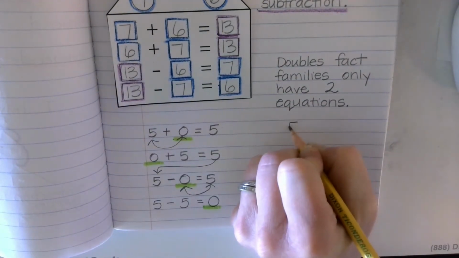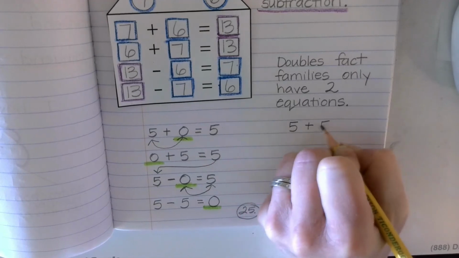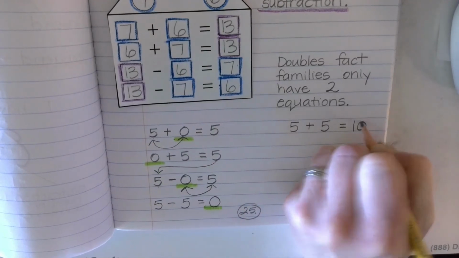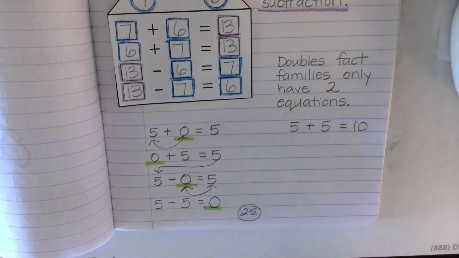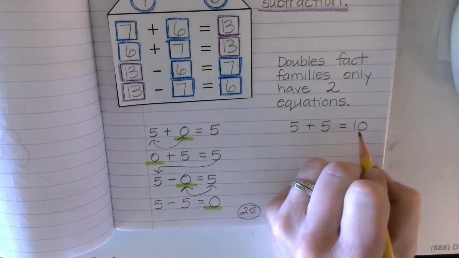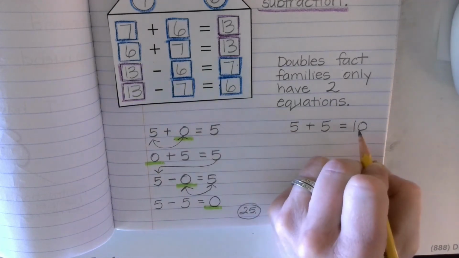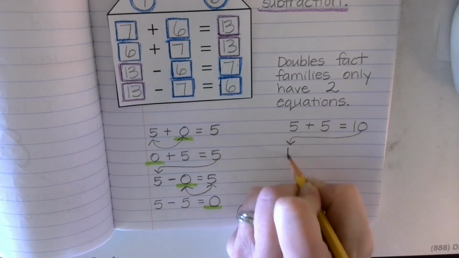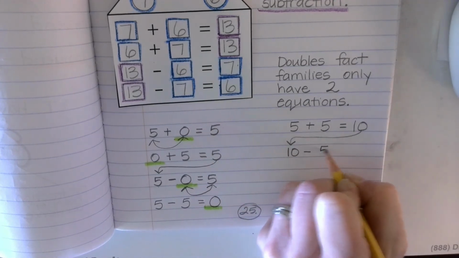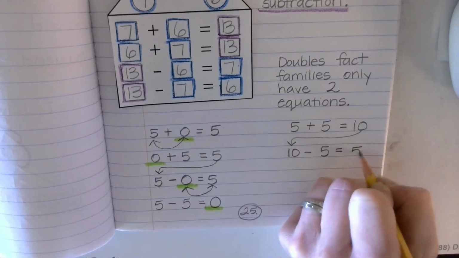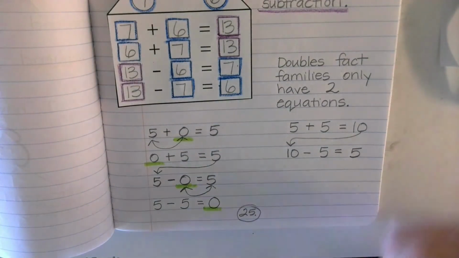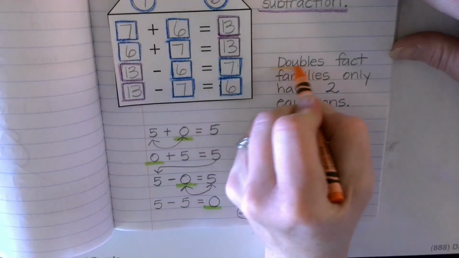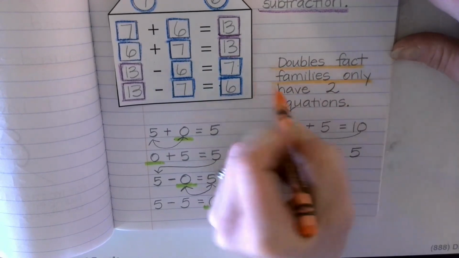So we have, let's do 5 plus 5 equals 10. And if we do the turnaround fact, it's the same thing, so we don't need to write it again. So let's write the related subtraction fact. So this becomes my minuend. 10 subtract 5 equals 5. I'm going to highlight that in orange.